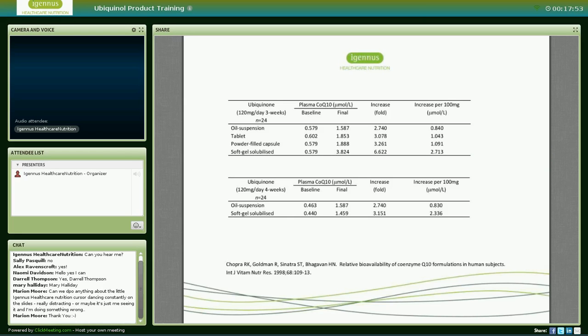And then for some reason this same group repeated the same experiment, but they only compared the oil suspension, the non-solubilized, and a soft gel solubilized again, and they found results that basically mirrored the previous study.